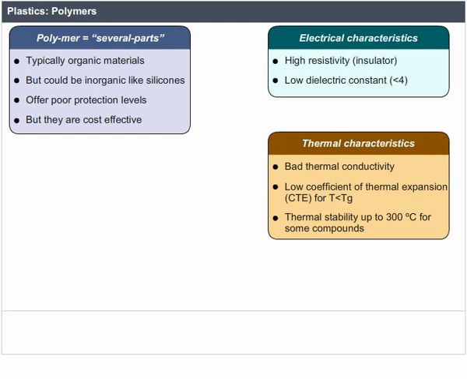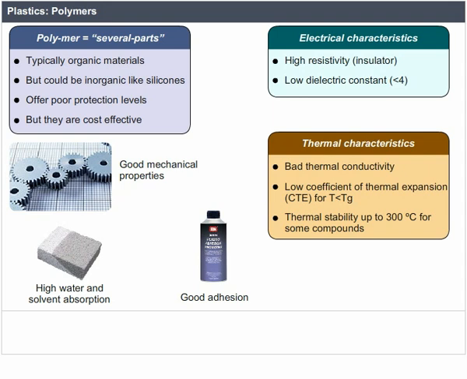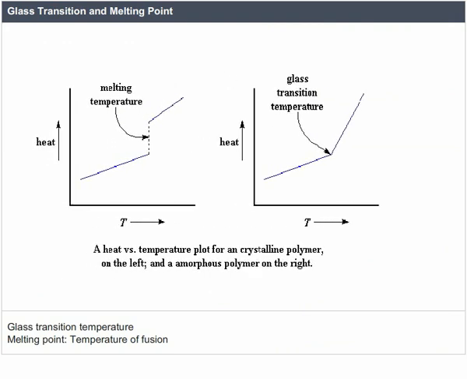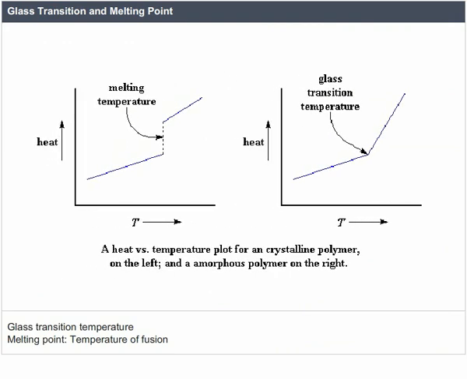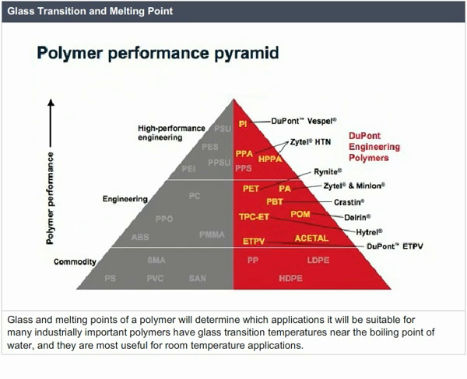CTE for T lower than Tg. Thermal stability up to 300 degrees Celsius for some compounds. Good mechanical properties: high water and solvent absorption, good adhesion. Glass transition and melting point: glass transition temperature, melting point, temperature of fusion. Glass transition and melting points of a polymer will determine which applications it will be suitable for.